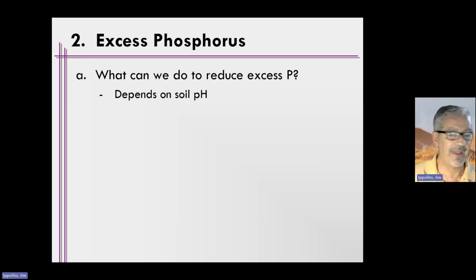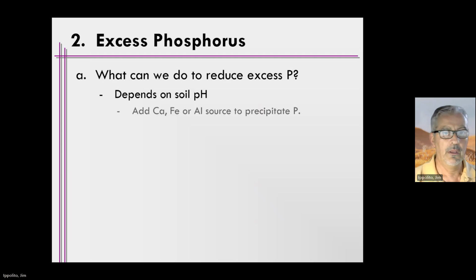So the reduction of excess phosphorus really depends on what you've learned in this class, right? And this is excess phosphorus in soils. So it really depends on soil pH, right? So if you know the soil pH, you could add a calcium source. If you don't have a readily available calcium source in a system, like under high pH where you have lots of calcium carbonate and you have excess phosphorus and you want to reduce it, you could add excess calcium.